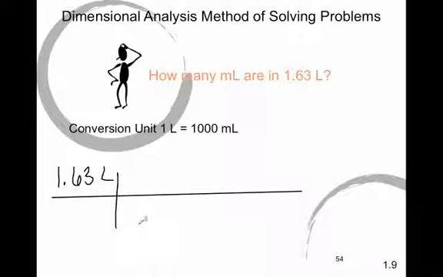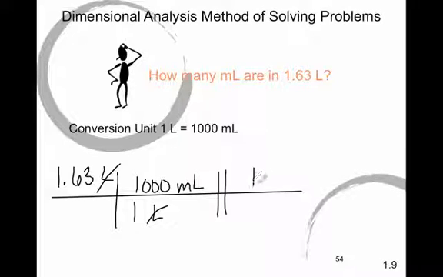Liters, how many milliliters are in a liter? 1,000. In order to get liters units to cancel out, liters have to go on top or bottom? Bottom. So now we're taking a liter divided by a liter, which cancels out, and 1 liter is equal to 1,000 milliliters. So then we'd multiply by 1,000 or move the decimal to the right 3 spots, and you do get 1,630 milliliters.